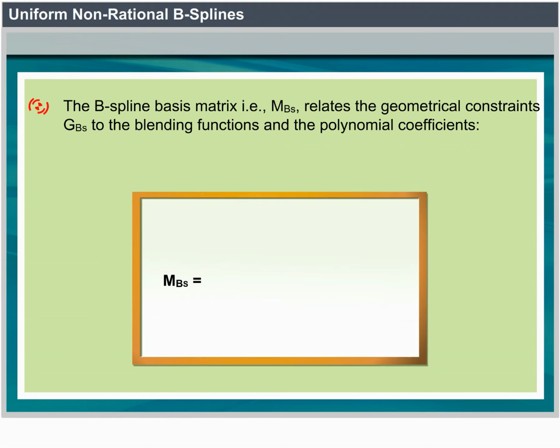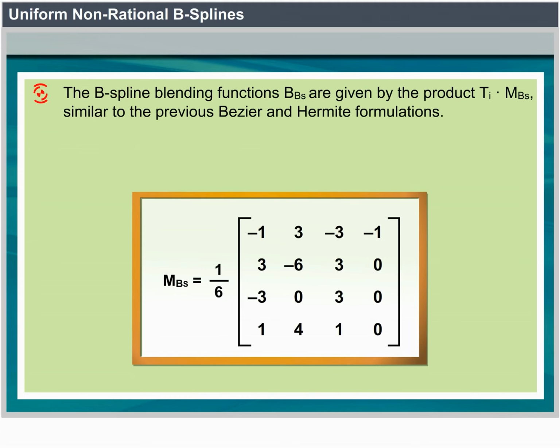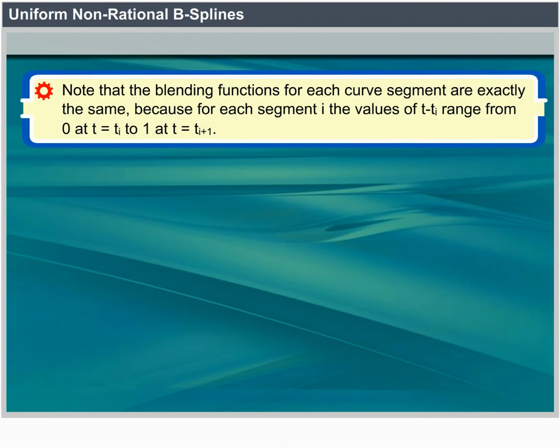The B-spline blending functions BBS are given by the product of Ti and MBS, analogously to the previous Bezier and Hermite formulations. Note that the blending functions for each curve segment are exactly the same, because for each segment i, the values of t minus ti range from 0 at t equals ti to 1 at t equals ti+1.